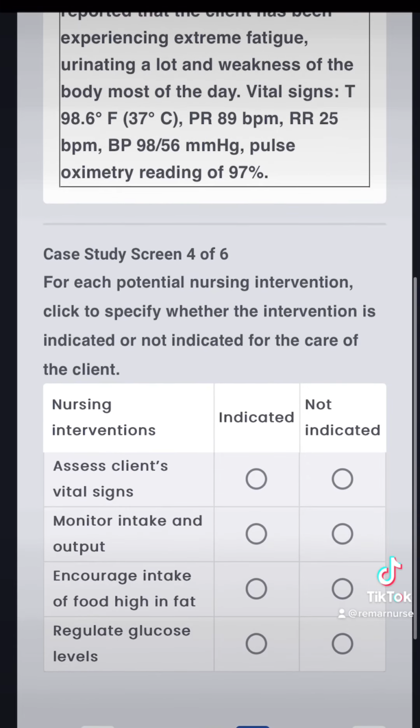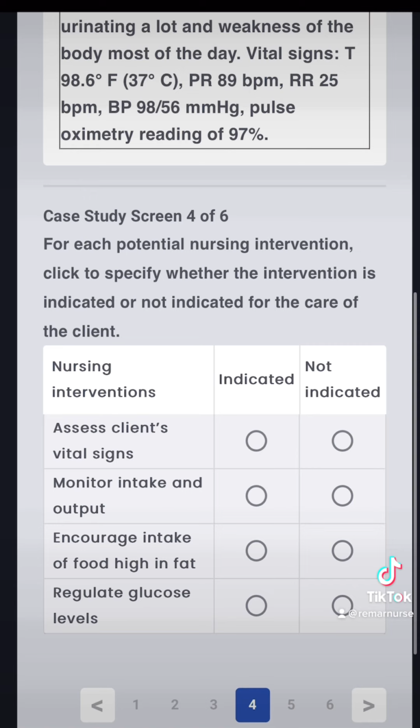I'm just going there. For each potential nursing intervention, click to specify whether the intervention is indicated or not indicated for the client. So we have assess the vital signs. Do we need to do that? Monitor intake and output. Encourage intake of food high in fat. Regulate glucose levels. Okay. All right, guys, case study. So here we go. Indicated, yes. Assessing the vital signs. We need to do that. Monitor intake and output. Yes. Encourage intake of food high in fat. No, we're not going to do that.